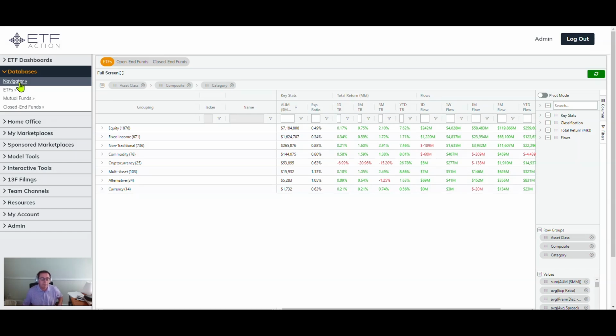It comes pre-populated and grouped by asset class, composite, and category, which are our three highest level classification systems. But today I really want to zero in on factor ETFs and specifically US large cap factor strategies and look at our different ways that we classify these ETFs. Before I jump in and start setting the filters to do this, a couple of things to note.